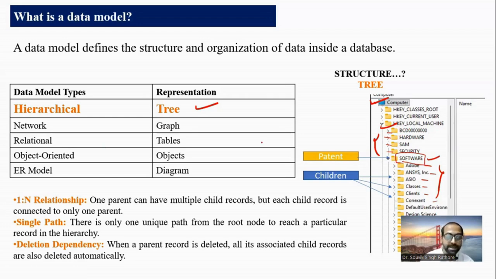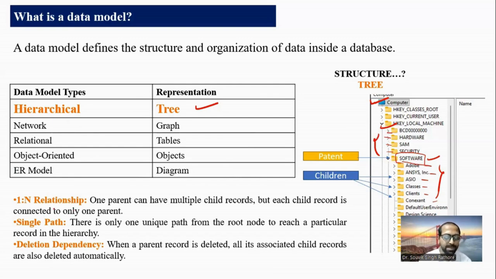So you see, a good real world example is the Windows folder structure in your computer. You open one folder, then you have n number of folders. You open another folder, then you have n number of folders inside that folder. Or the Windows registry you can see over here, where every folder or registry key belongs to only one parent. So these are the three important characteristics of a hierarchical model.